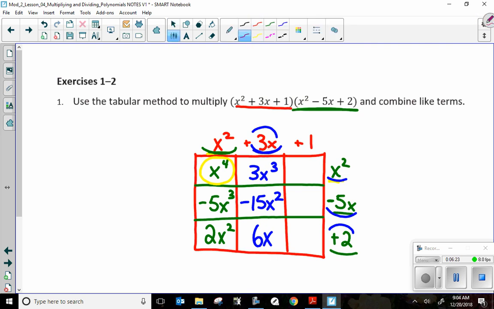Purple this time. Now I'm going to multiply everything times 1, and that's great. 1 times x squared is x squared. 1 times anything is itself. So 1 times negative 5x is negative 5x. 1 times 2 is 2.